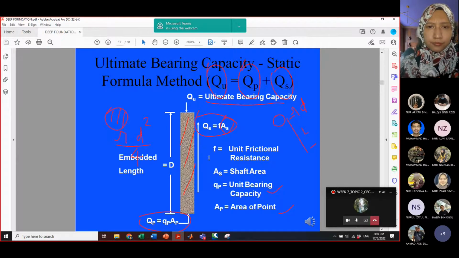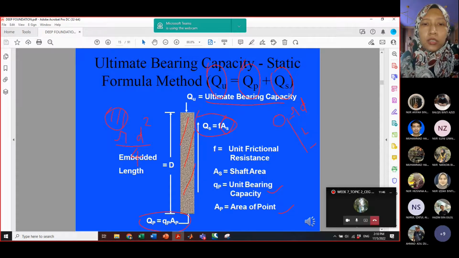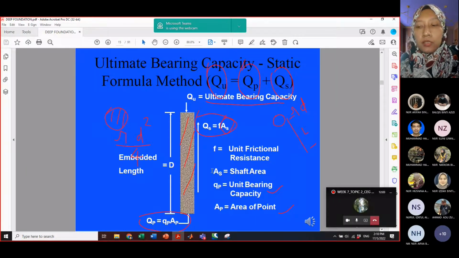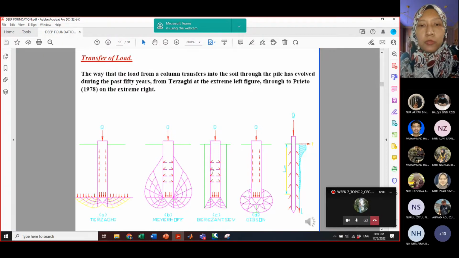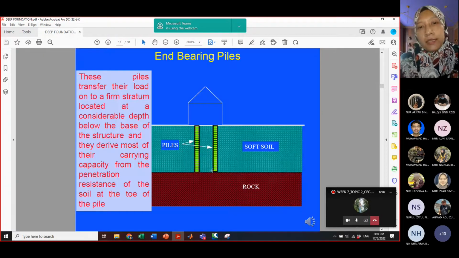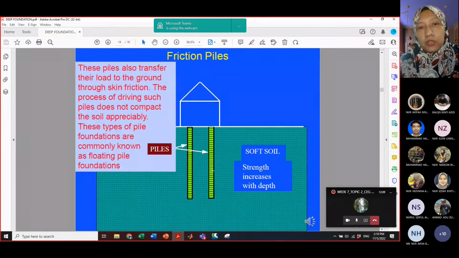And then similarly for the shaft area. If you have a circular pile, the formula will be different, as well as if you have a four-sided shape. If you have a four-sided pile, we can calculate the shaft area as 4 times its length, that is, the perimeter around the pile times the length. Okay, these are the definitions of the friction pile and the end bearing pile.